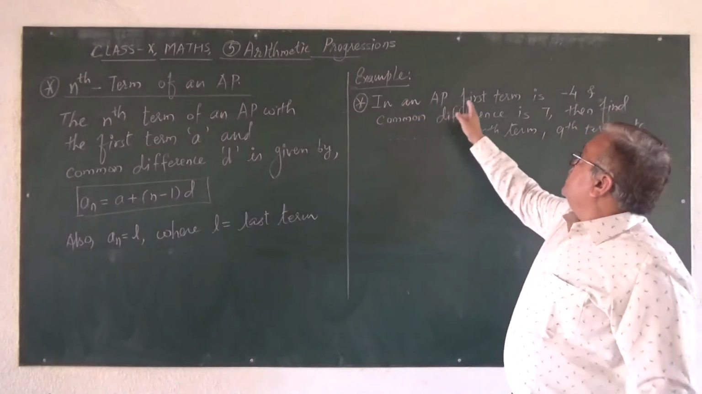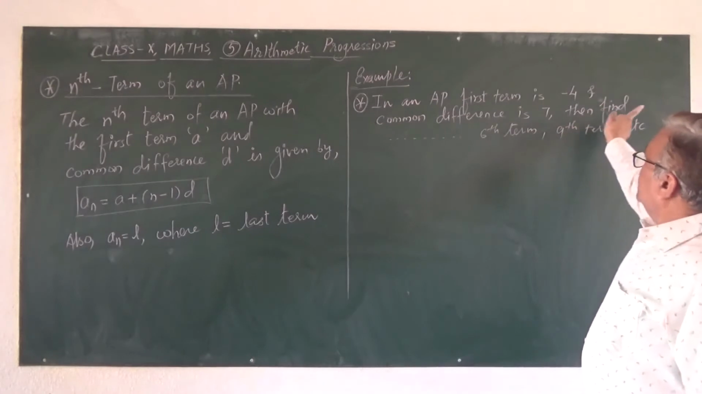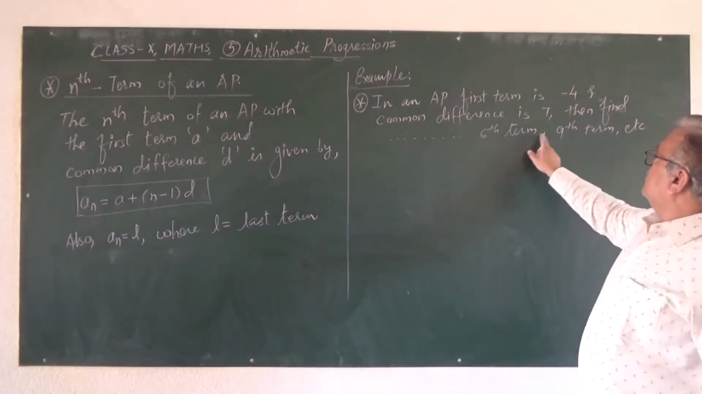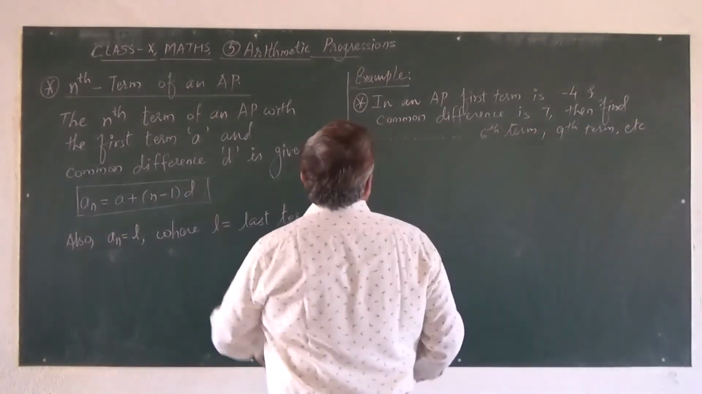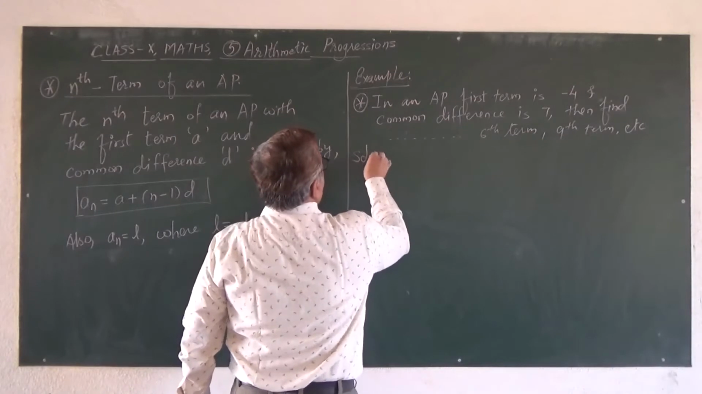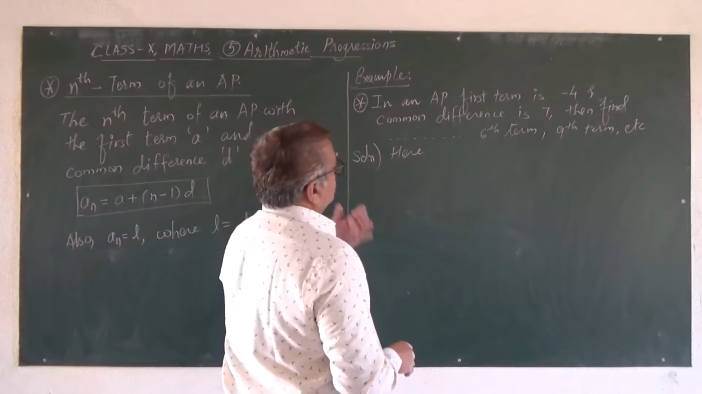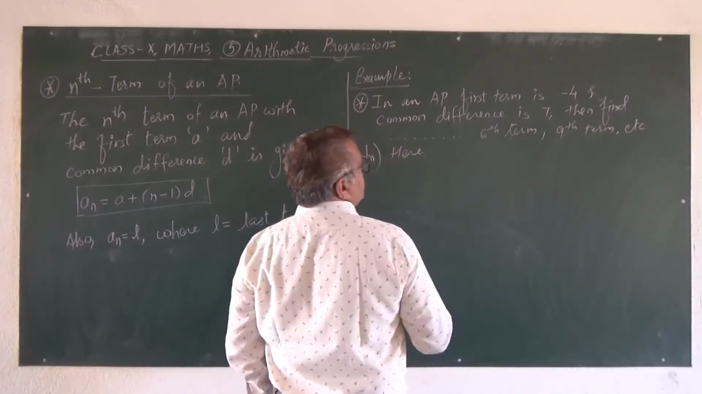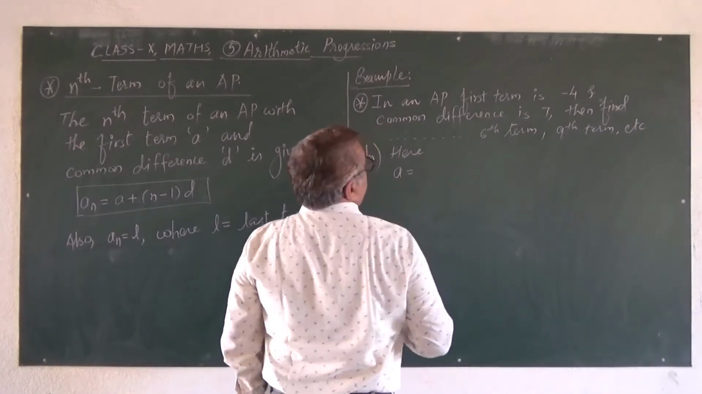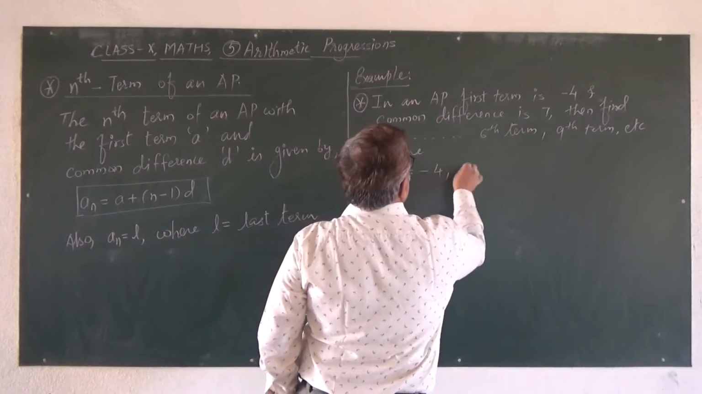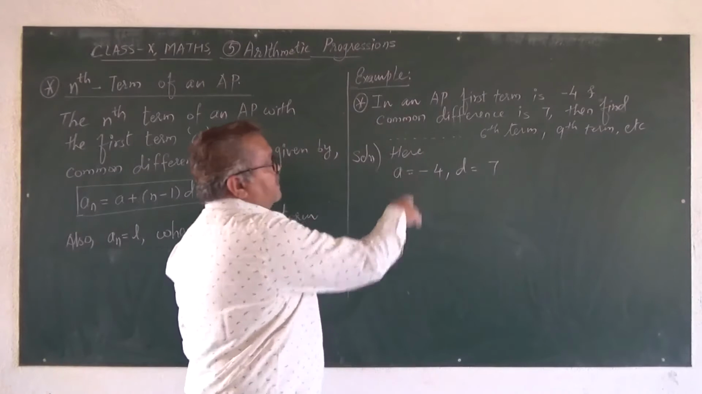In an AP, the first term is minus 4 and the common difference is 7. Then find the 6th term, 9th term, and so on. Let us see how we can use this formula. Here a is minus 4, d is 7. We want to find the 6th term.